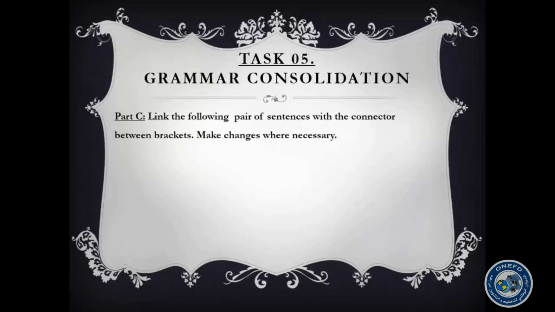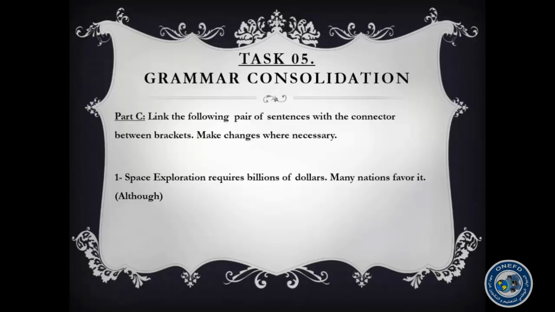So we arrive at part C. Link the following pair of sentences with the connector between brackets. Make changes where necessary. So you have sentence number 1. Space exploration requires billions of dollars. This is the first sentence. The second sentence is: many nations favor it. So you have two sentences and you need to connect or combine them with the connector between brackets, which is, yes, "although."